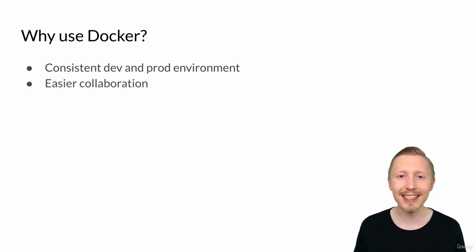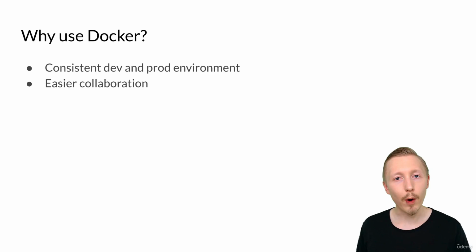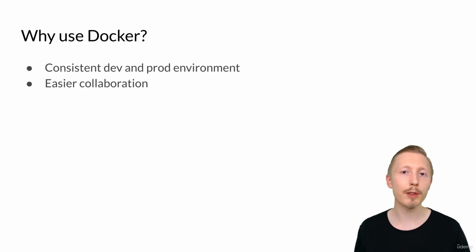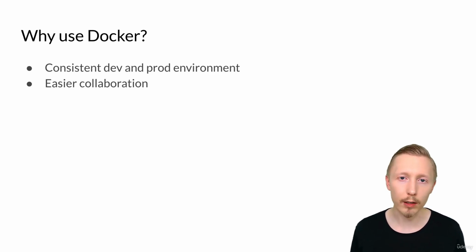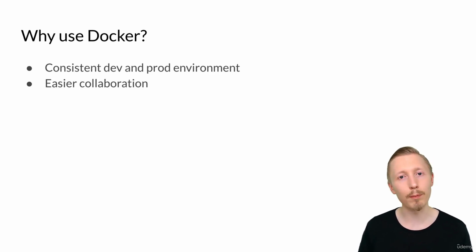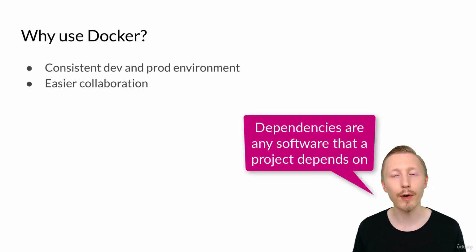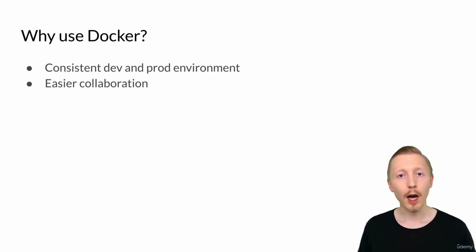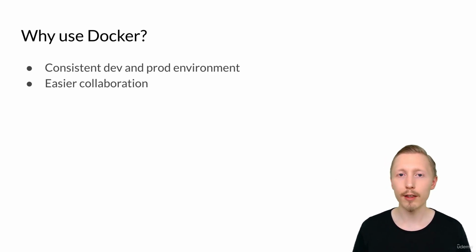Another benefit is easier collaboration. Often you'll be working on projects with other developers, and there are so many times that I can think of where I've been sharing a project with a developer, and it works perfectly fine on my machine and everything works normally. However, when we go to run the project on the other developer's machine, they run into a whole world of issues. And this often happens because the dependencies that are on my machine, so dependencies are any software that our project depends on, are different from the dependencies on the other developer's machine.